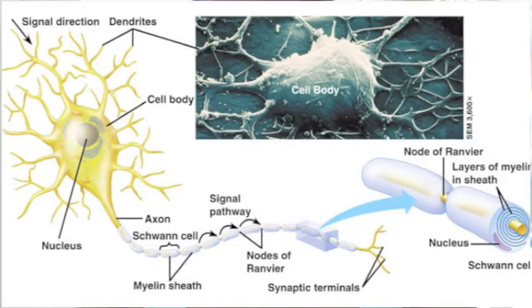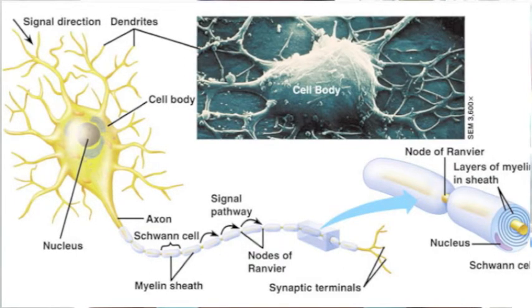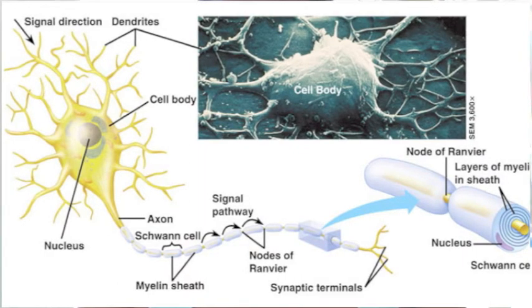So let's look at the diagram. You start with the dendrite, which receives information, then the cell body, then the axon, which transmits information, then the myelin sheath, which is chains of Schwann cells, and then the nodes of Ranvier, which are places on the axon where signals can be transmitted, and the synaptic terminal, which are gateways to the next cell.